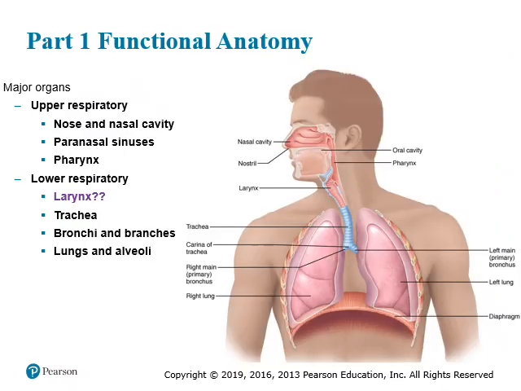And so, with regards to the functional anatomy, you have the major organs that comprise the two major parts of the respiratory system, the upper respiratory and the lower respiratory. The upper respiratory parts are made up of your nose, the nasal cavity, the paranasal sinuses, and the pharynx. And according to your book, the lower respiratory starts with the larynx, the trachea, the bronchi and their branches, the lungs, and the alveoli.